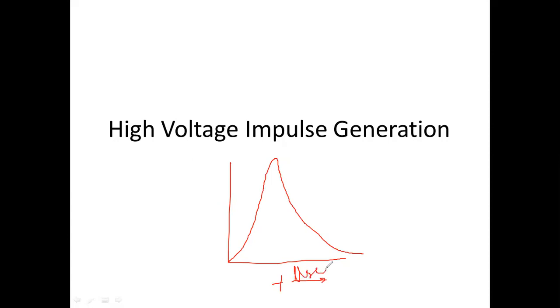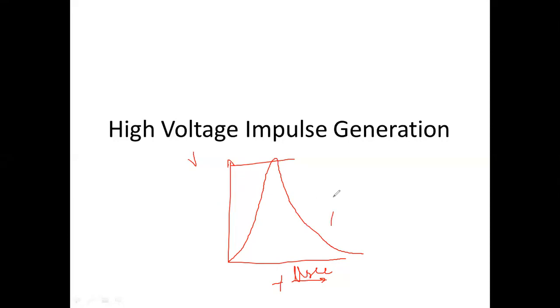Okay, so first of all, we will study what an impulse is. Impulse is actually a very high voltage or current for a very short duration of time. For example, this is the time in microseconds, and this is the voltage or the current. So a very high voltage flows through a circuit in a very short interval of time.